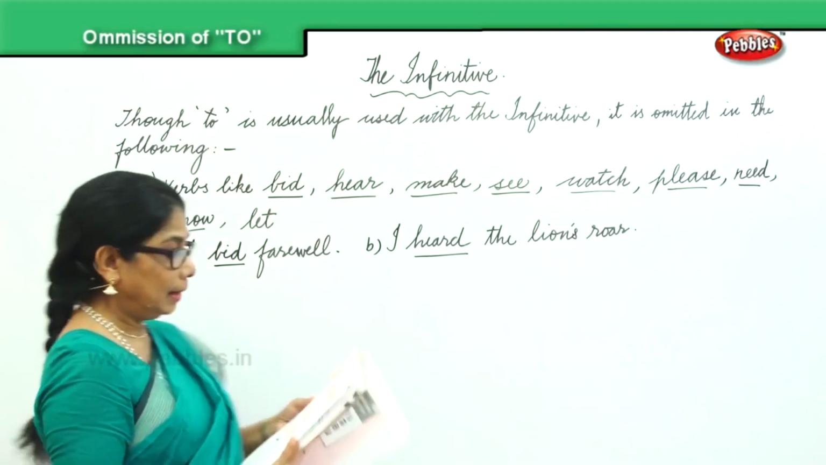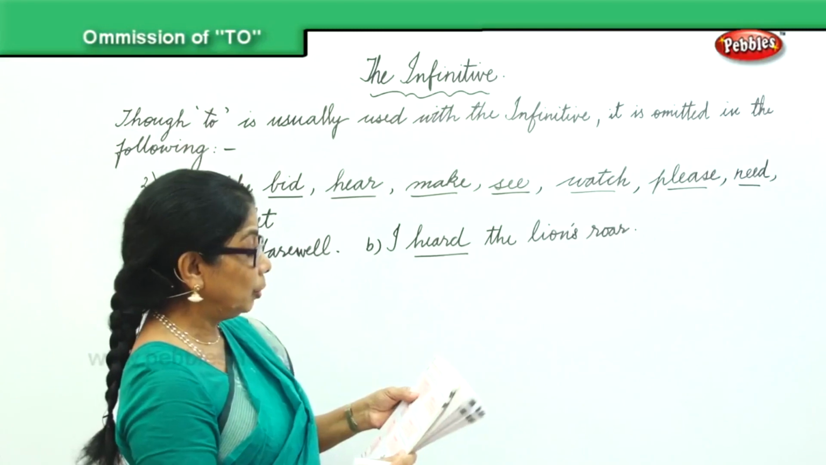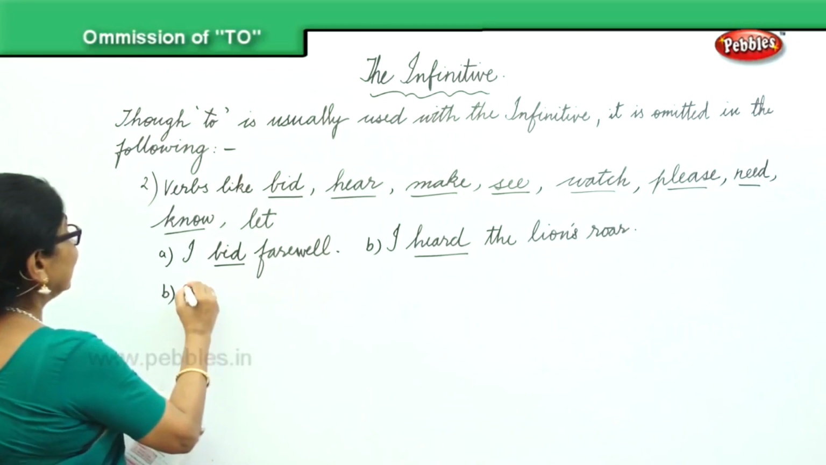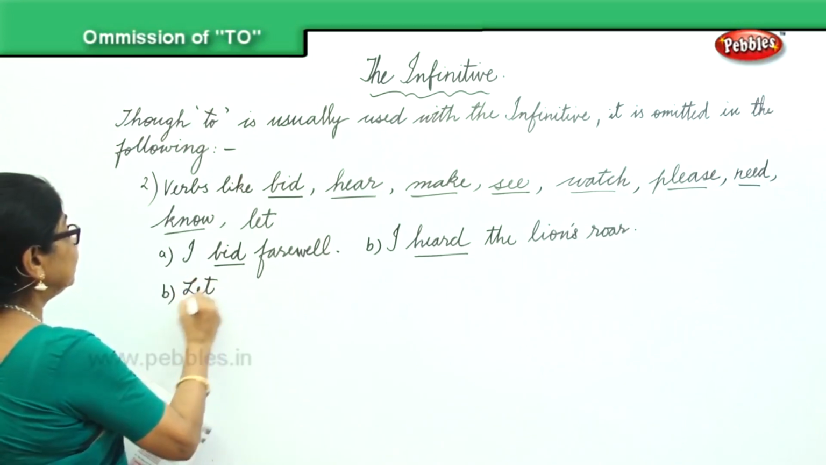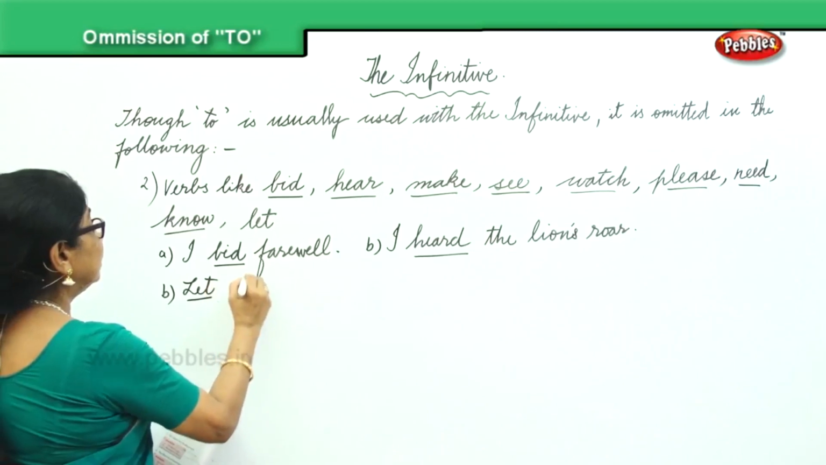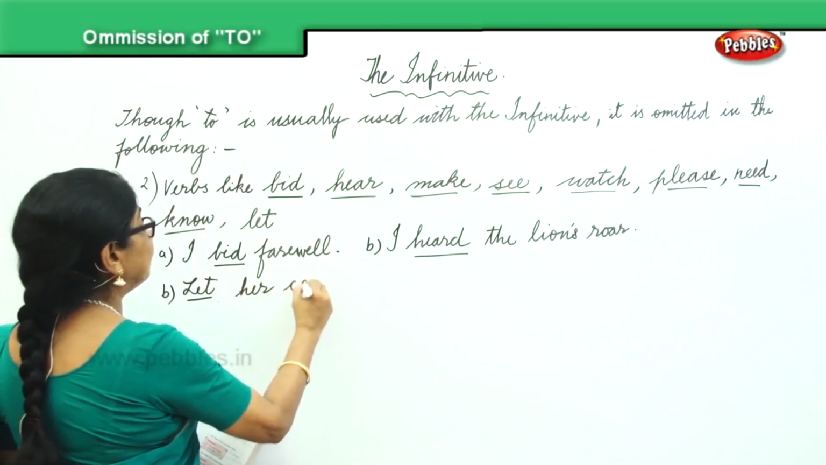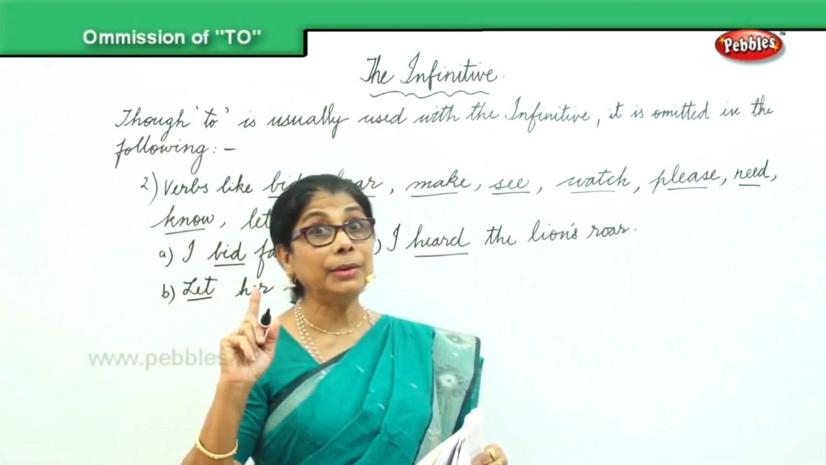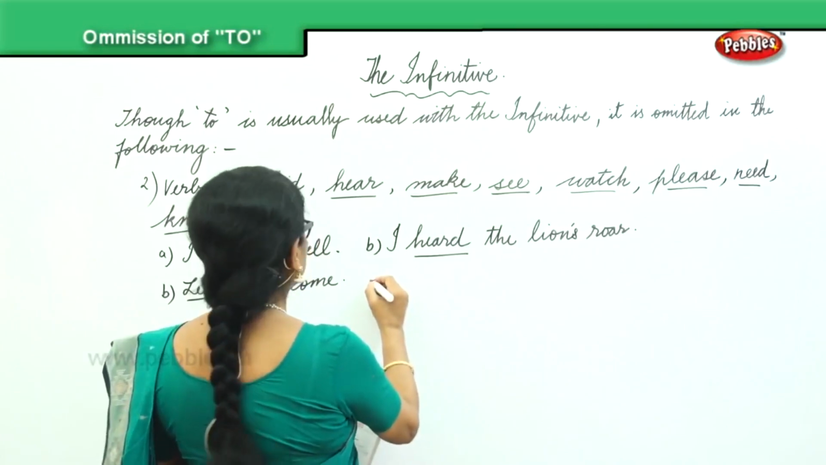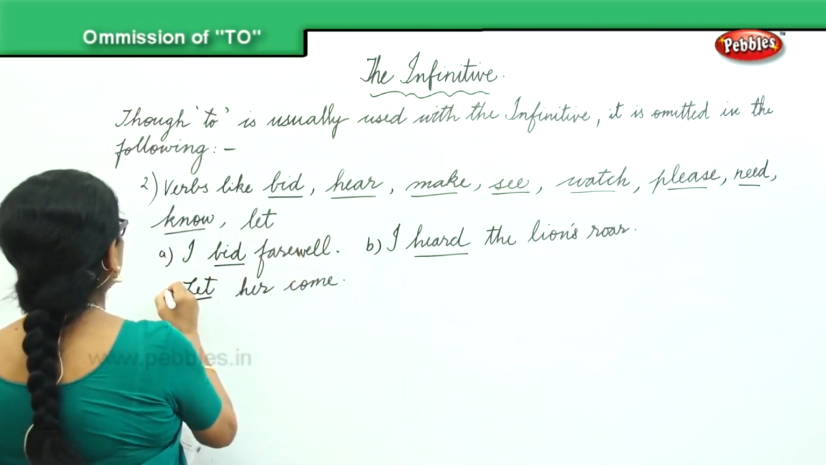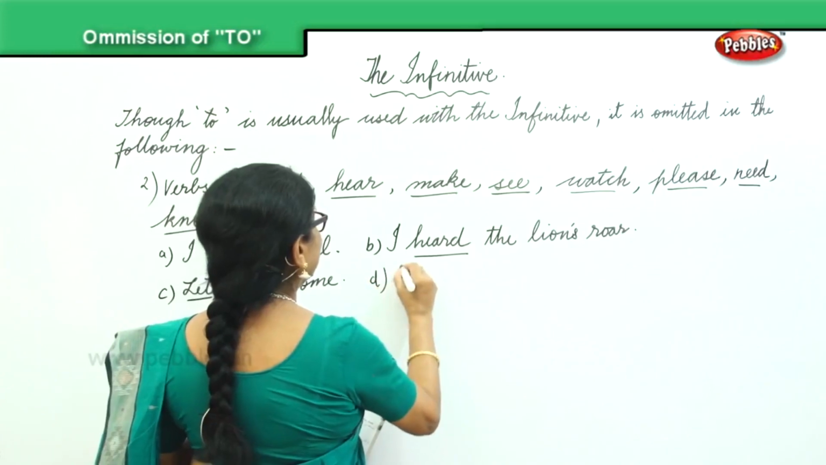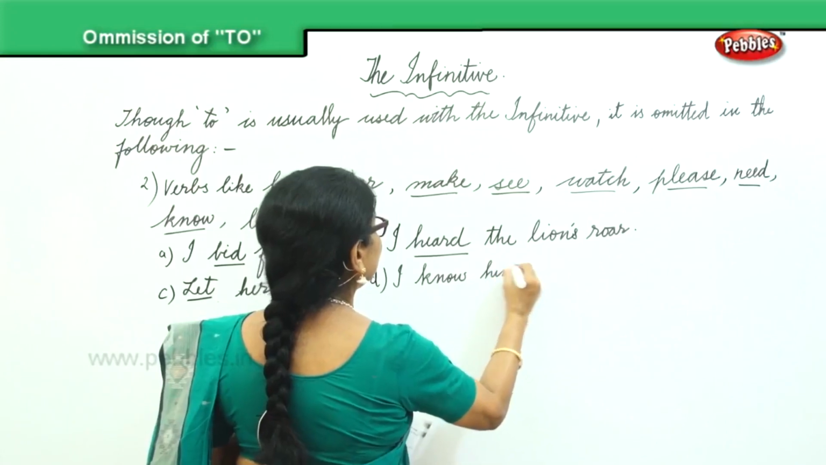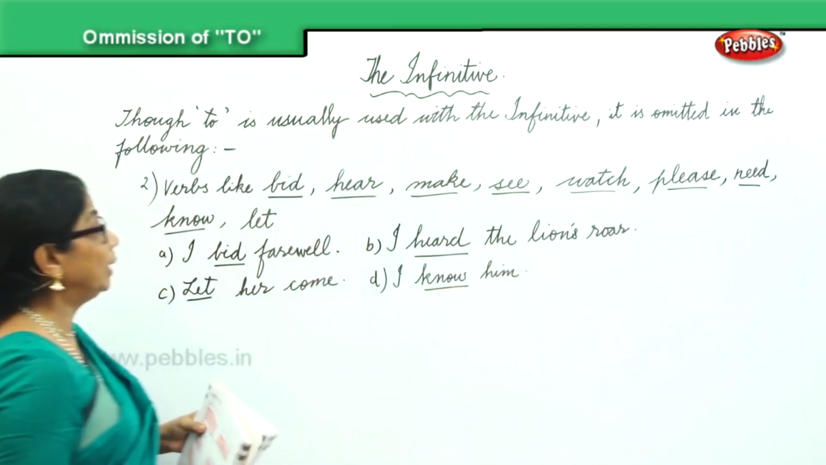Okay? Then you can say let. You have here let. Let her come. Let her in. Let her in, or let her come. Okay. No. I know. I know that story. I know that story. I know. Or I know him. I know him. Okay, next.